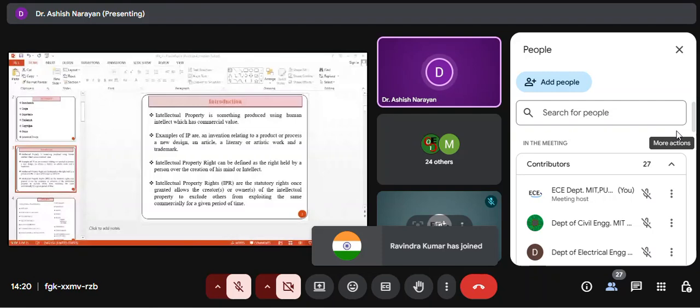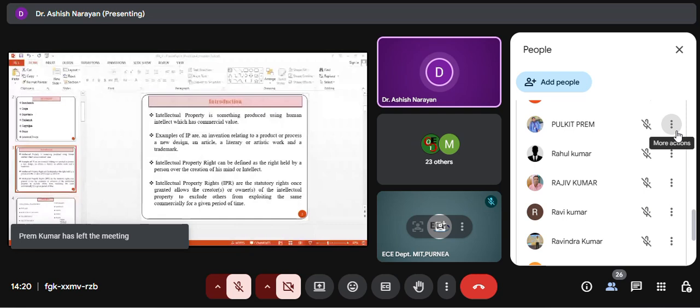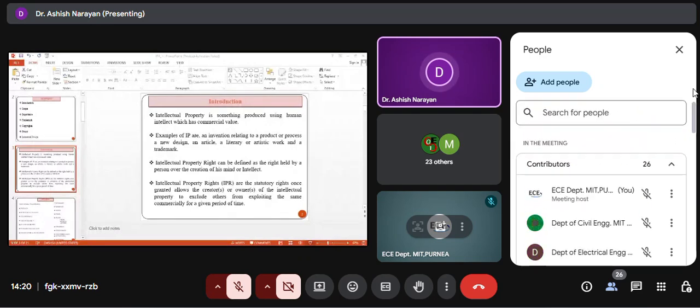Already I have discussed. I will show some slides also in the next presentation. And an invention in general means a new discovery relating to the product or process, even to an existing model or idea.